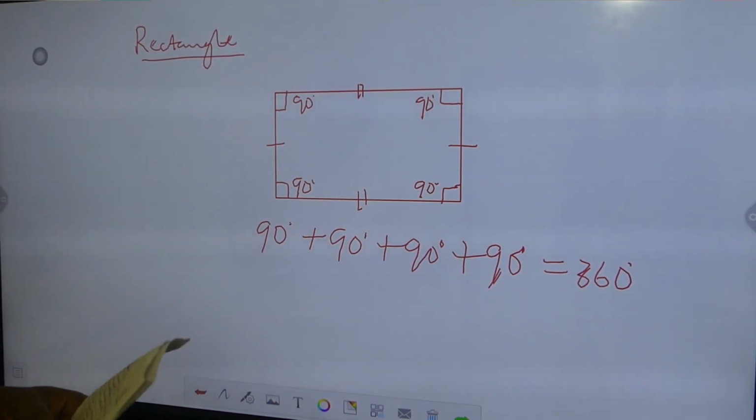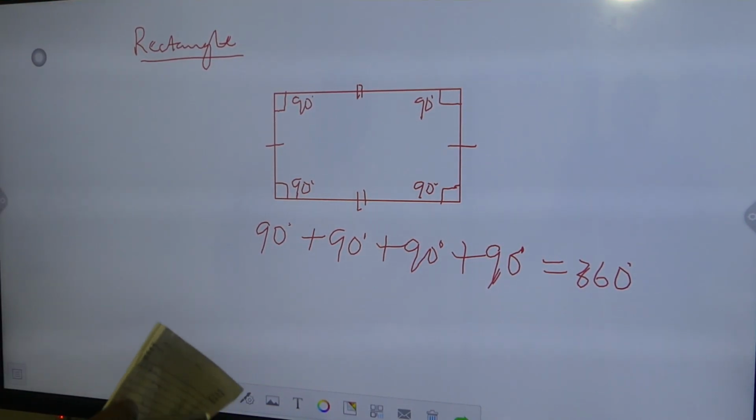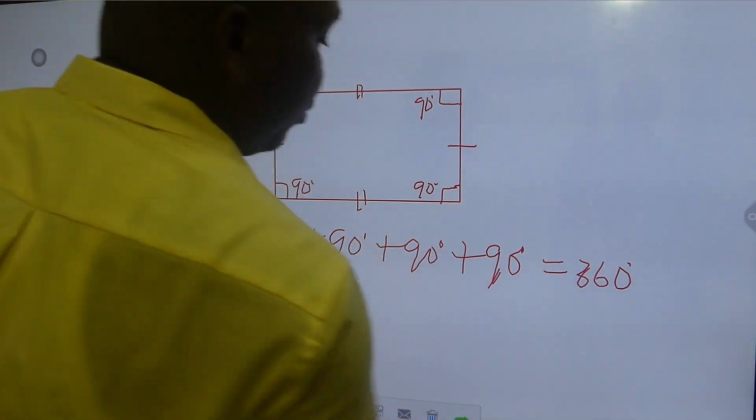Another plane shape we are going to look at is the rhombus.